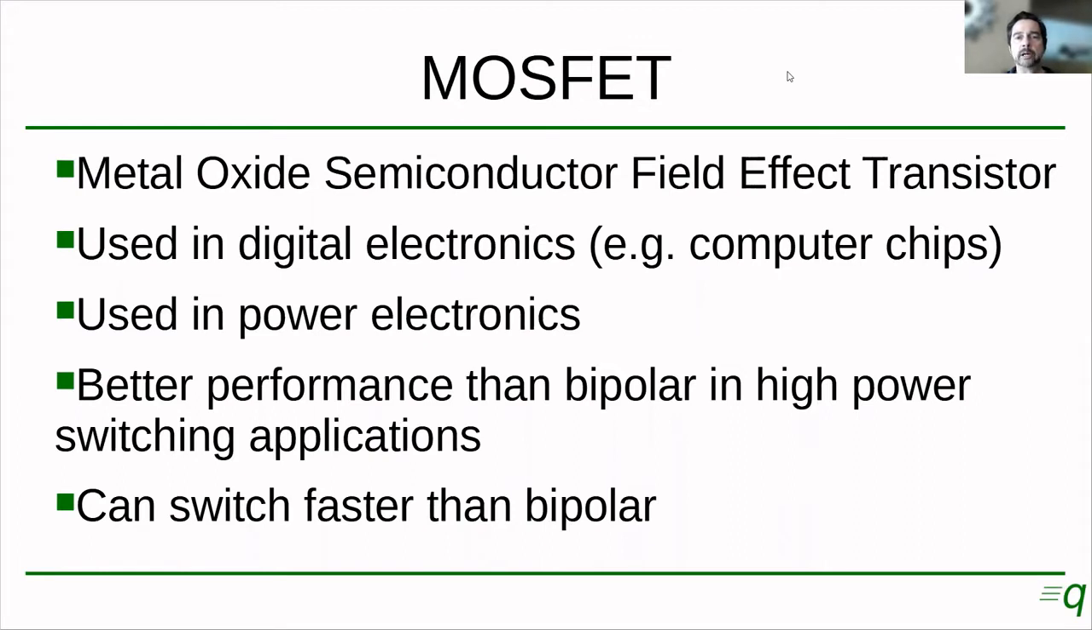They're used in power electronics as well, right? And they have better performance than bipolar in high power switching applications. So they have some advantages. And they also can switch faster than bipolar. So if you have an application where you need to switch high power, high current, and you need to switch that fast, usually a MOSFET is going to be a better option than a bipolar transistor.